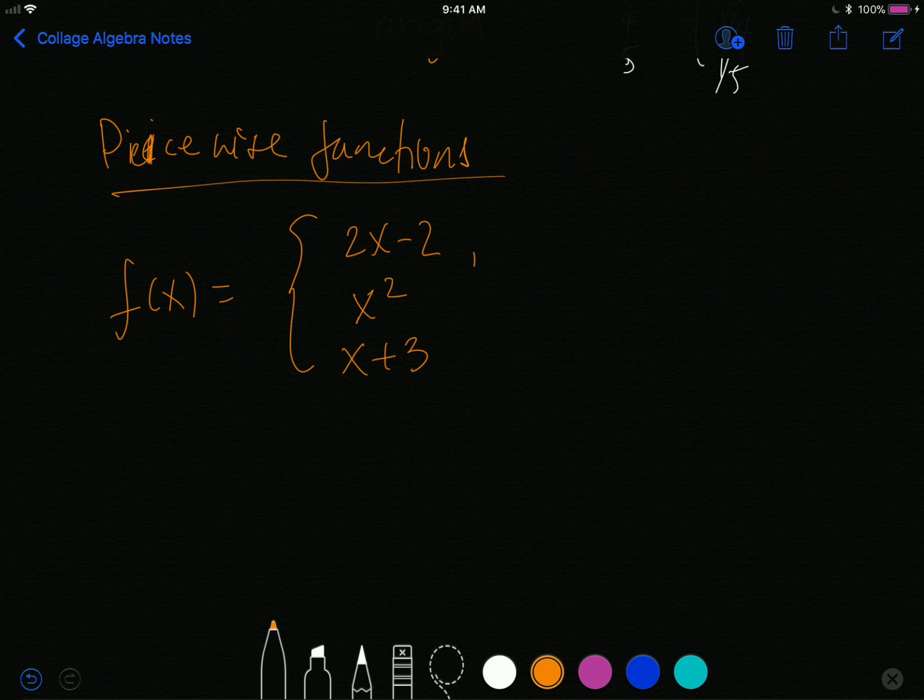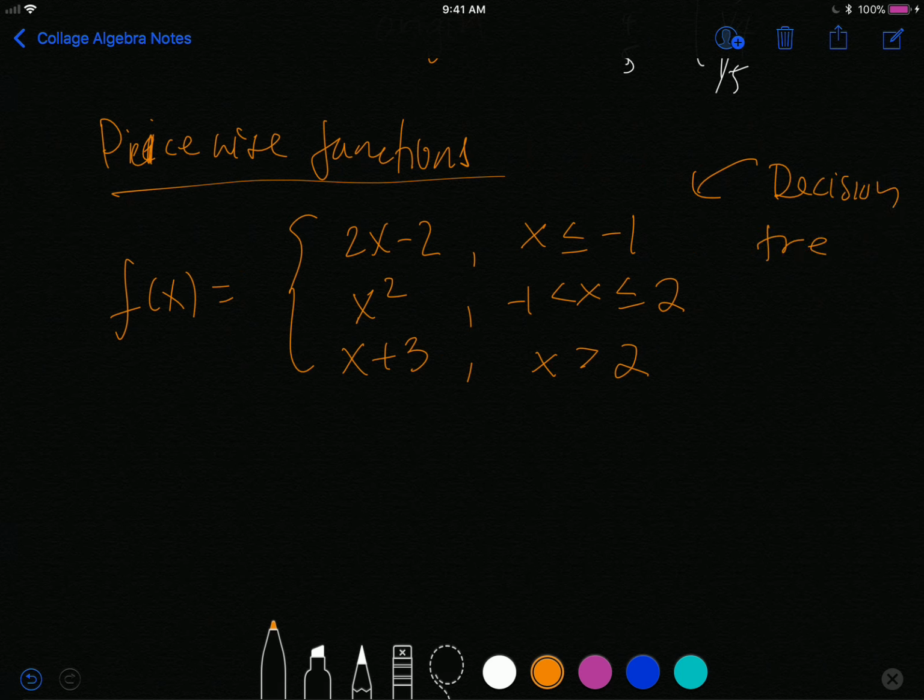A decision tree is a rule that's based upon the x value that tells us which of the three pieces to use. They're always mutually exclusive. So for instance, I'll use this piece right here when x is less than or equal to -1. I'll use this piece right here when x is between -1 and 2. And I'll use this last piece down here when x is greater than 2. This right here is called your decision tree, and it's used to tell you when to use this function as opposed to when to use this function.